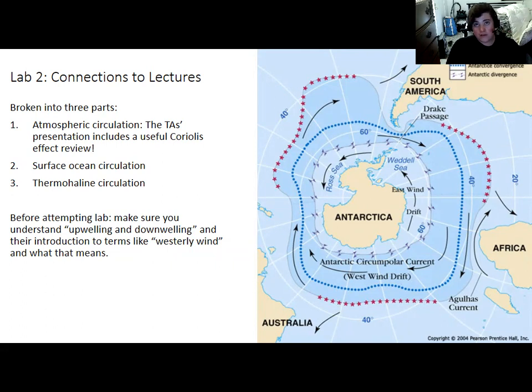The teaching assistants have also put together a helpful presentation under the folder that says Lab 2 Materials Needed. Look at those slides because they have a good review of the Coriolis effect in there, and it does a good job of identifying what specific material is useful for the lab questions. Does anybody have questions about lab before I move on? Remember that the TAs have their sections starting tomorrow and will be available to answer questions during those.